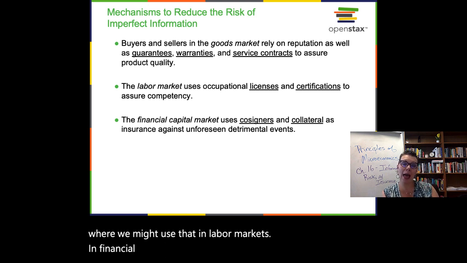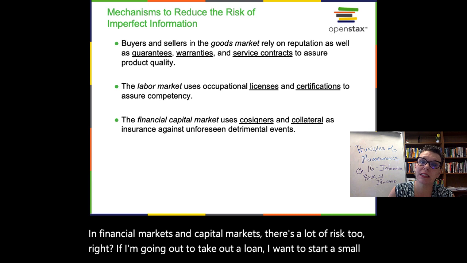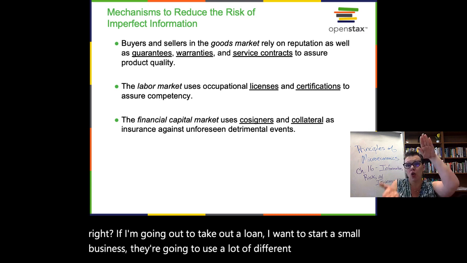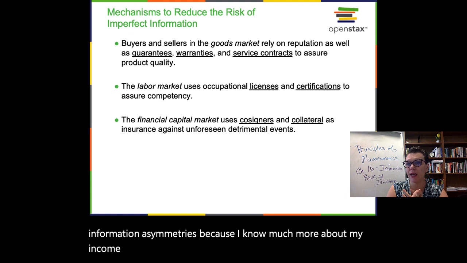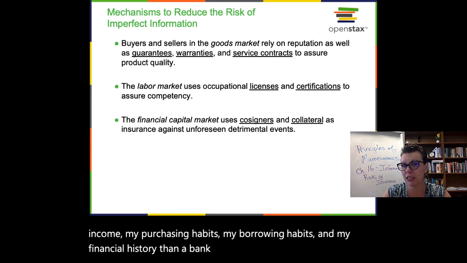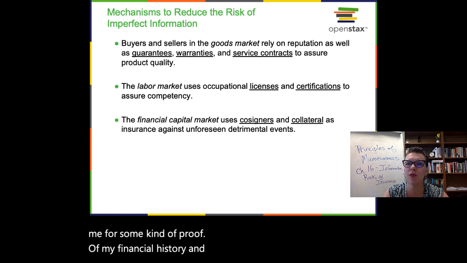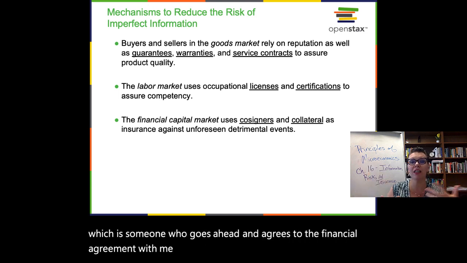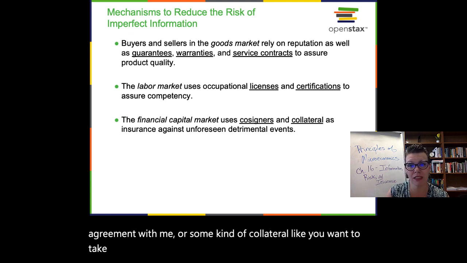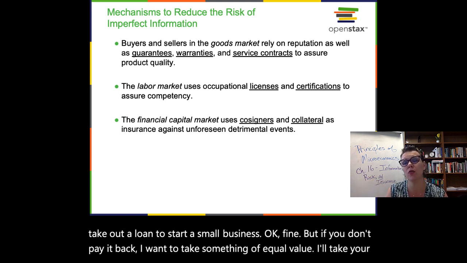In financial markets and capital markets, there's a lot of risk too, right? If I'm going out to take out a loan, I want to start a small business, they're going to use a lot of different methods to lower information asymmetries, because I know much more about my income, my purchasing habits, my borrowing habits, and my financial history than a bank or a lender does. So they might ask me for some kind of proof of my financial history, and they might ask me for a co-signer, which is someone who agrees to the financial agreement with me, or some kind of collateral, like, oh, you want to take out a loan to start a small business? Okay, fine, but if you don't pay it back, I want to take something of equal value. I'll take your car or your house if you don't pay my loan back.